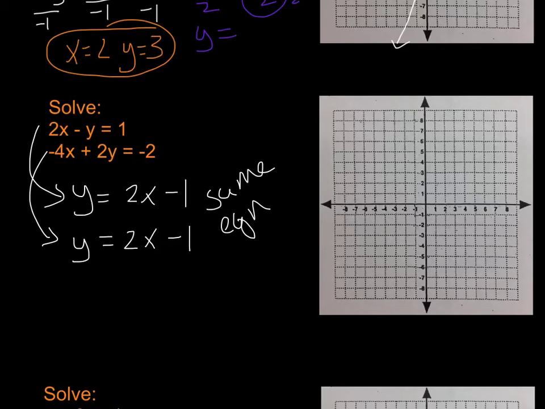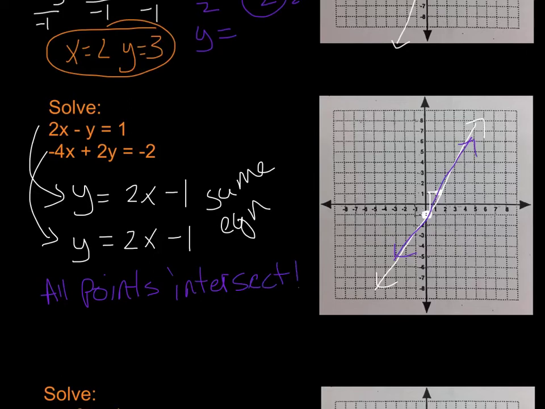So when you go to graph it, like the first one, y-intercept is -1, and you're going to go up 2 over 1. Another point, you're going to get some sort of a line like this. When you go to graph the second one, you're going to get the same line, of course. Same equation gives you the same line. So that means that all points intersect. In other words, there's not just one solution to this. All the points make solutions, and your answer here would be infinite solutions, since there's infinite points on a line.